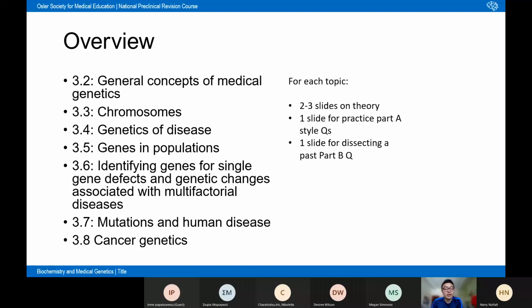With the concepts that we'll be covering today, the way I'm going to try and break it down is we'll spend 2 or 3 slides looking at the theory and particularly high yield areas within each topic. We'll go for 1 slide of practice Part A style questions, which are our short, snappy, multiple choice questions. And we'll finish off for most topics with 1 slide on a Part B question, which will be an essay type question. Then we'll dissect that and talk about how you might structure those sort of questions. At any point, if you want to raise your hand or leave a question or even an answer in the chat function, then please do.